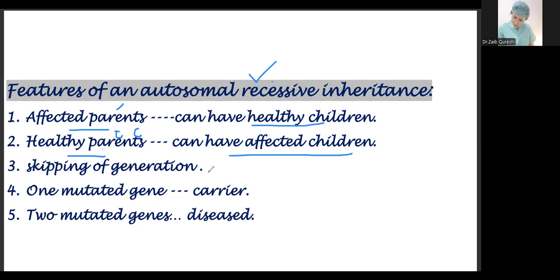Okay, so there is skipping of generations. The disease skipped from the parents, and the disease was shown in the children. So there was a skipping. Okay, if there is one mutated gene in the genome, the person will be a carrier, and the diseased person will always have both genes mutated.